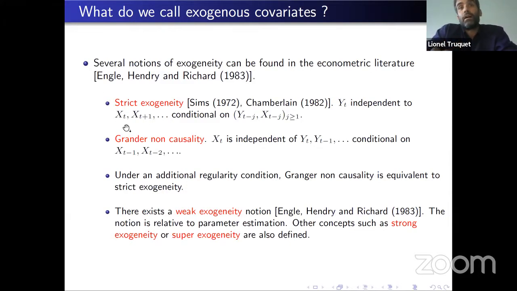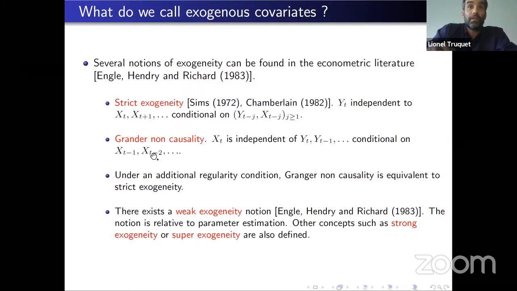Another property is called Granger non-causality, which can be related to the strict exogeneity notion, but only under an additional regularity condition. Eric explained this very well in the last talk. This means that when you try to predict X at time t using present and past values of the outcome and past values of the covariate, you don't need to put in the present and the past values of the outcome. It's not necessary. So this gives another point of view related to this notion of strict exogeneity, even if in general it is not completely equivalent.